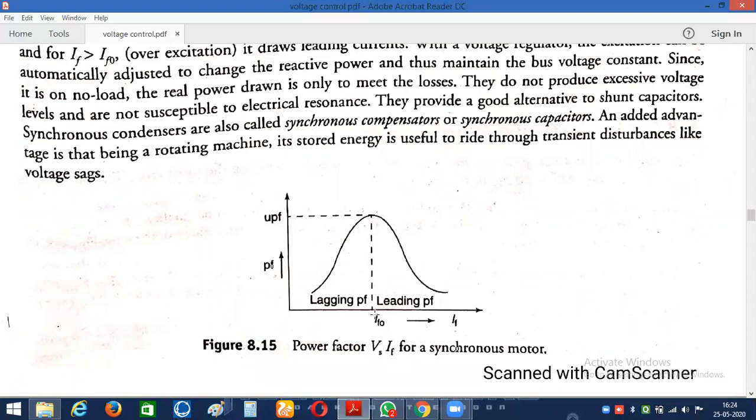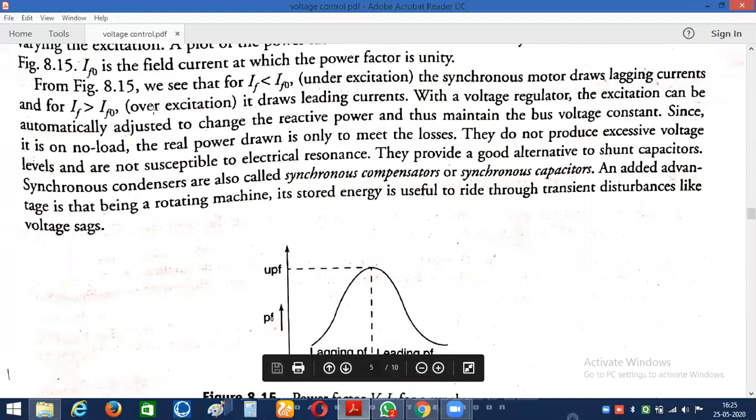Here it can be divided into two cases. Whenever the field current is less than IF naught, the portion till this dotted line represents field current less than IF naught, and above this dotted line the field current is greater than IF naught. Whenever field current is less than IF naught, it acts as an under excited synchronous condenser, and whenever IF is greater than IF naught, it acts as an over excited synchronous condenser. IF greater than IF naught is nothing but over excitation, so it draws the leading current.